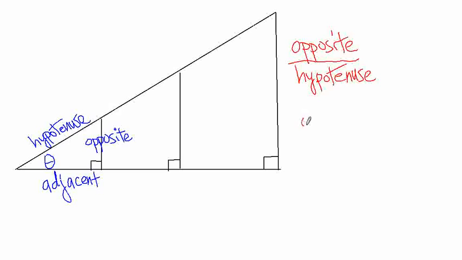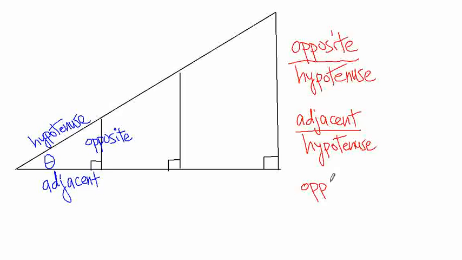The same thing is true for these other 2 ratios. The adjacent leg length to the hypotenuse length, and the opposite leg length to the adjacent leg length. Okay, so if that wasn't clear what I said, I'll make up some numbers to make this more concrete.